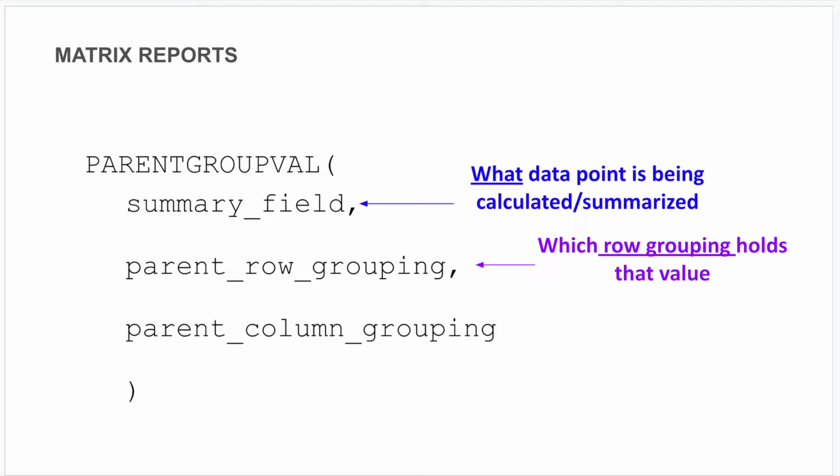The second part of the formula calls for us to specify the row grouping level that we want to use in that calculation. So this is either going to be any one of your row groupings, assuming your report has more than one, or the grand summary for all your row groupings. The third part specifies the column grouping level to be used as well. So if you're familiar with using parent group val in summary reports, then you'll notice that this part of the syntax is what's new and different.